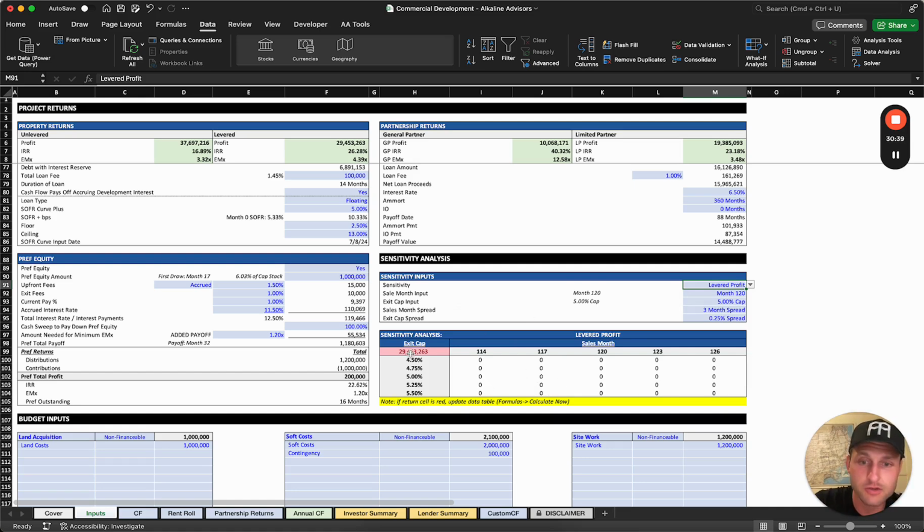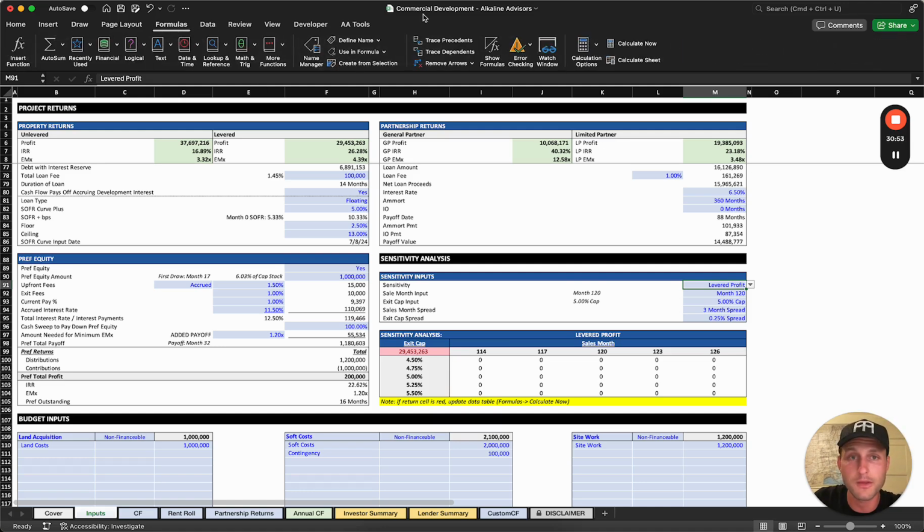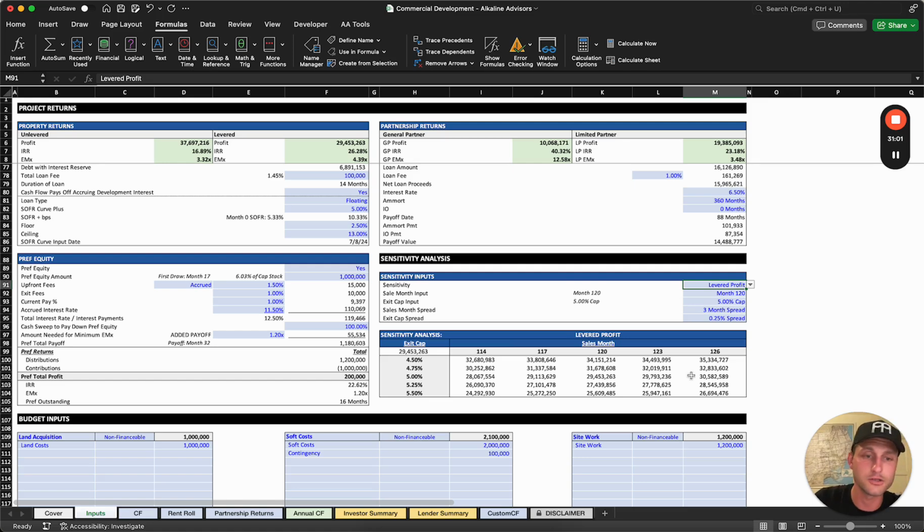Note, if return cell is red, update data table, go to formulas, calculate now. So this is a user error that pops up to showcase that this as is isn't right. So we want to go to formulas, calculate now, click that button, give it a second to iterate, and boom. The red goes away, the yellow goes away. This is what the levered profit would look like if sensitized. And you could do the same thing for IRR, equity multiple, project level, GP level, LP level.